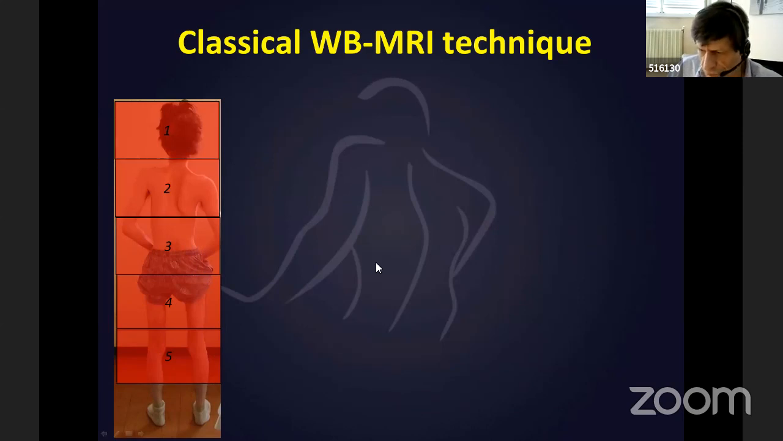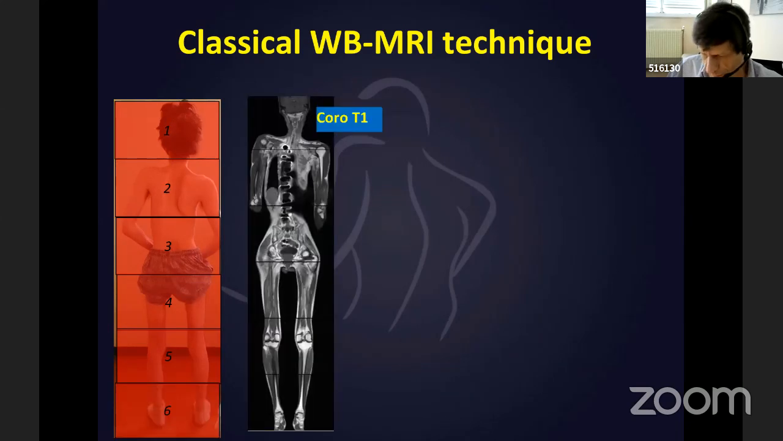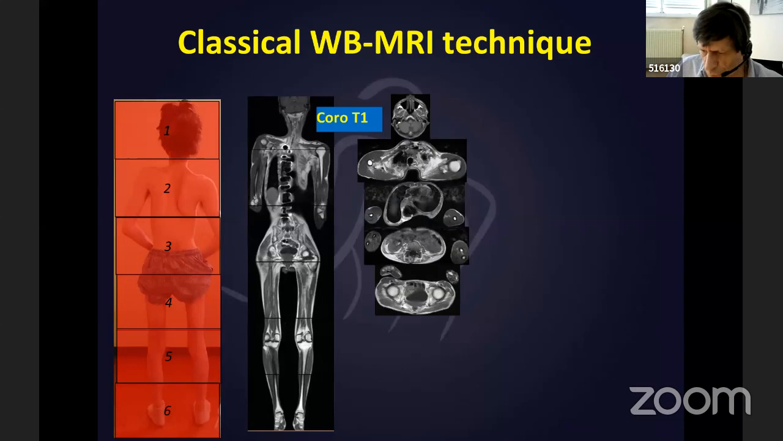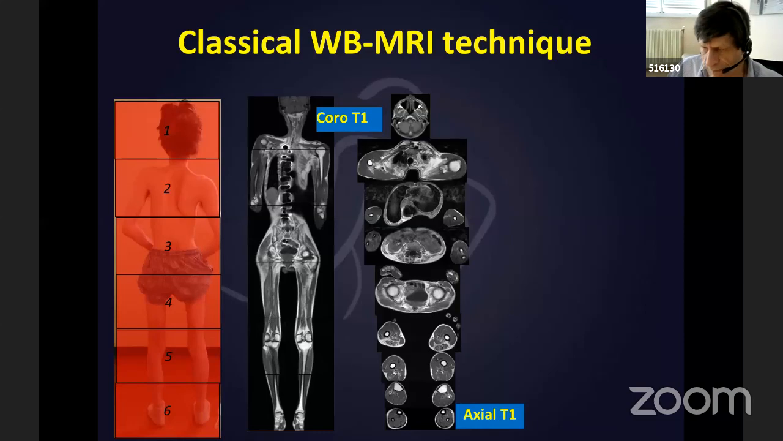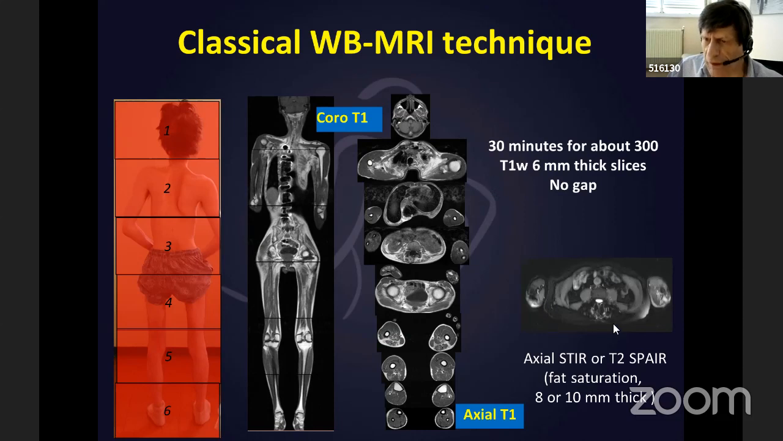The study is organized into steps to cover the body from head to toes in frontal or coronal and axial planes. A T1 weighted study, about 300 slices, takes about 30 minutes. And you add STIR or T2 FATSAT images, and it takes about 15 minutes more in this classical examination.